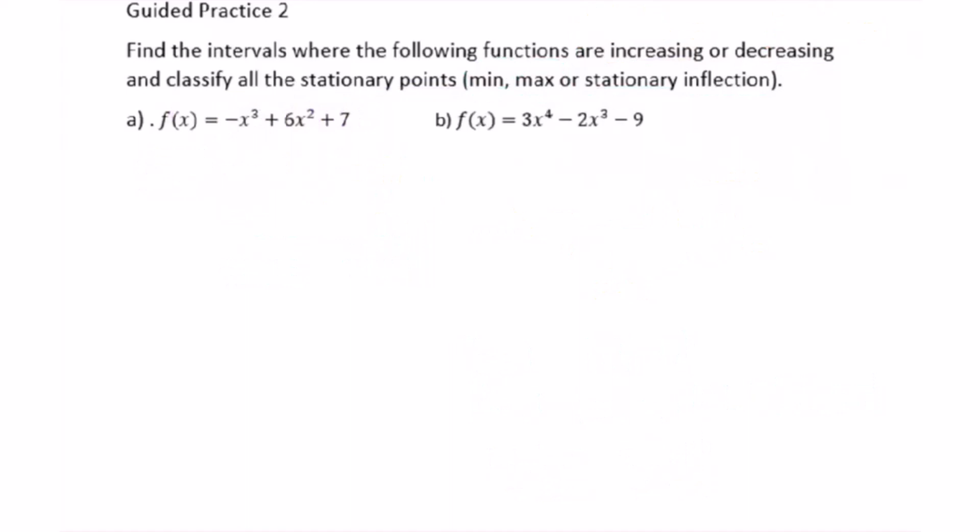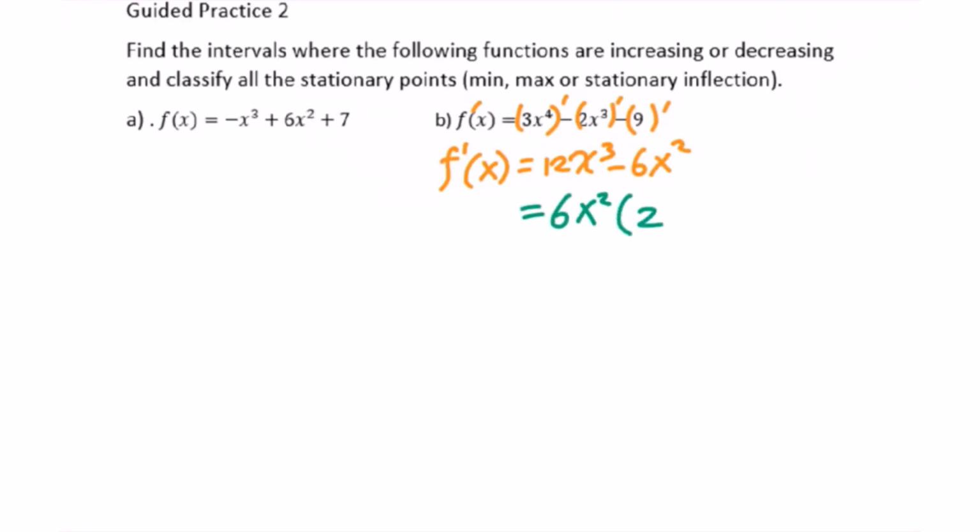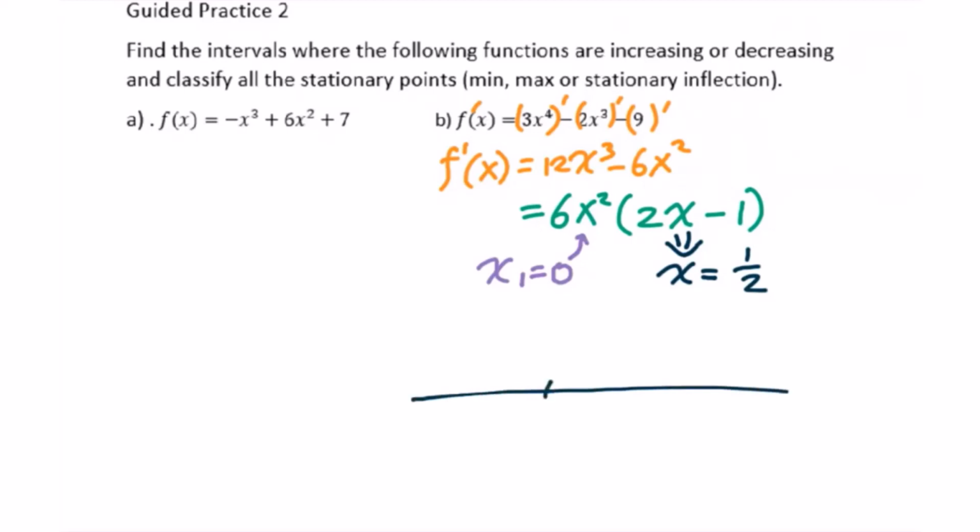Now let's go to B. We still get the derivative of f of x. You will get 12x to the third power minus 6x squared. Still factor: 6x squared, we factor out, (2x minus 1). Then you will get x1 equals 0 from this x squared. We set this equal to 0, and you will get x equals 1 over 2. So we draw the number line: 0, 1 half.